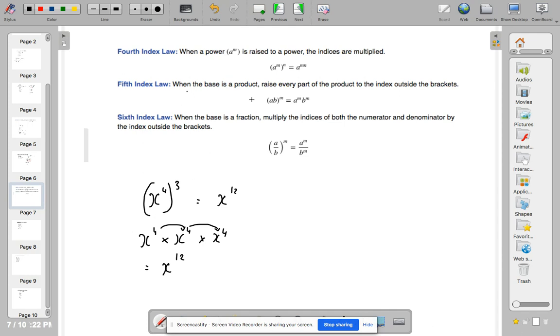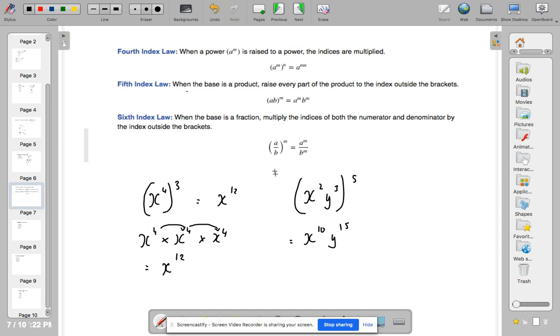The fifth index law: when the base is a product, raise every part of the product to the index outside the brackets. So what that means is if you've got x squared y cubed to the power of 5, you do that same multiplication to both things. So it would be x to the power of 10, y to the power of 15. So 2 times 5 is 10, 3 times 5 is 15.